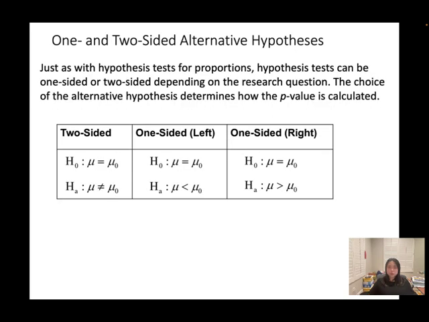Just as with hypothesis test for the proportion, a hypothesis test can be one-sided or two-sided depending on the research question. The choice of the alternate hypothesis determines how the p-value is calculated. So same idea, we have not equal to, strictly less than, strictly greater than. Not equal to, there'll be two sides. Strictly less than, there'll be a left tail. Strictly greater than, there'll be a right tail.